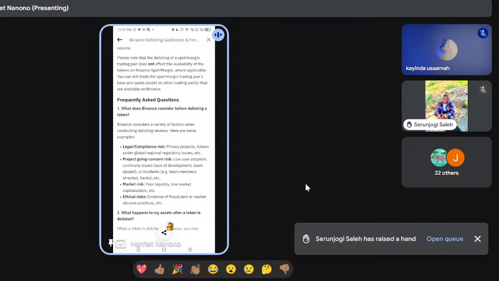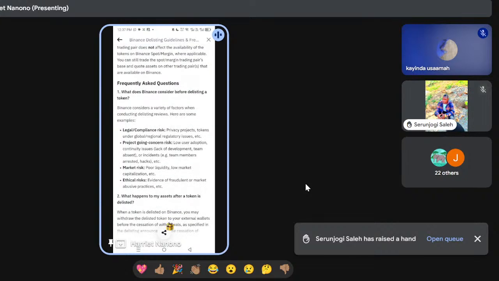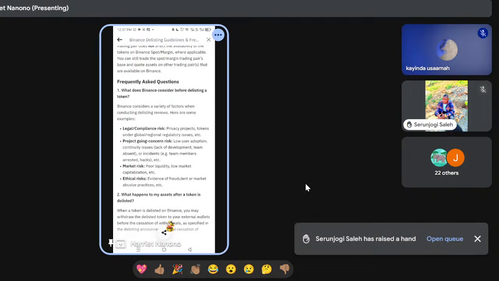Privacy projects or tokens under global regulatory issues. Coins that deviate from legal compliance can be removed, because the exchange doesn't want problems. It is a global exchange, it is a global bank.